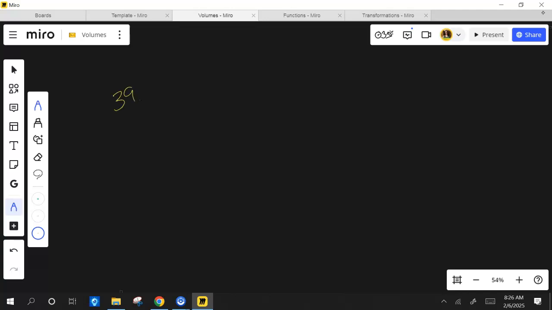39: find the area of the triangular region in the first quadrant bounded on the left by the y-axis. What's that mean? It means I'm starting the integral at 0 because the y-axis is going to bound it.